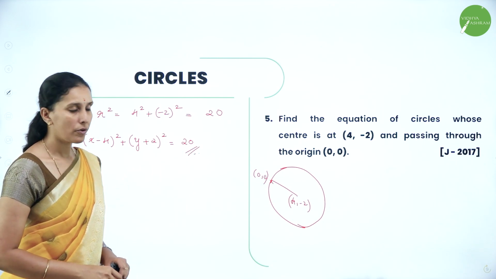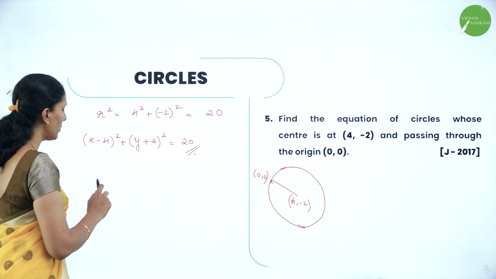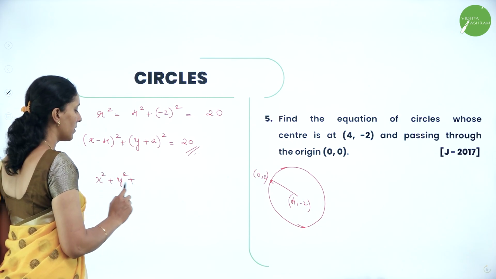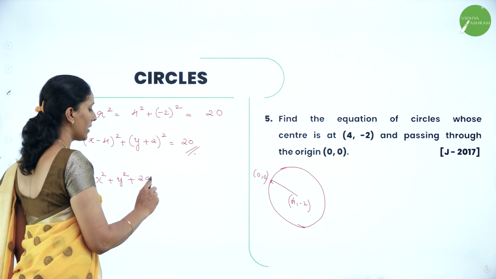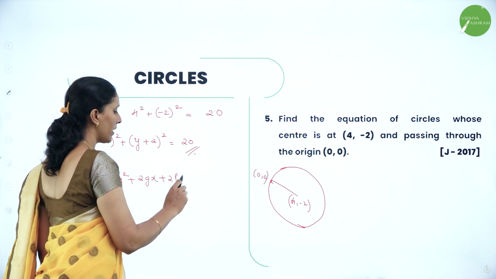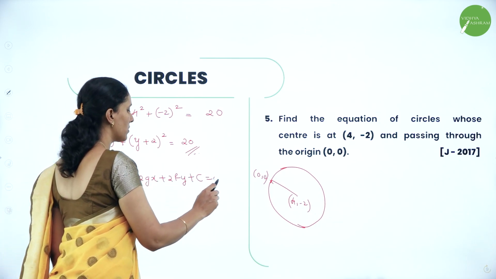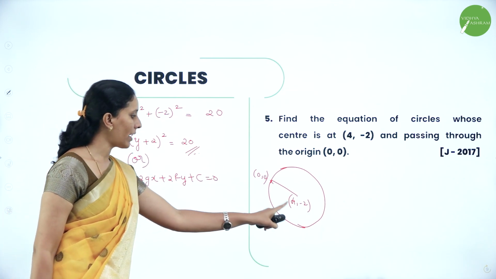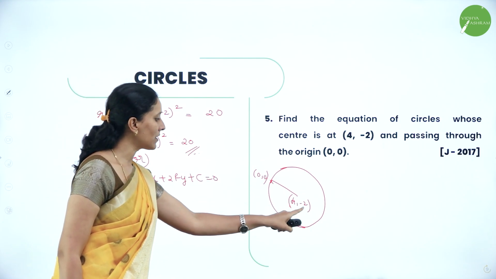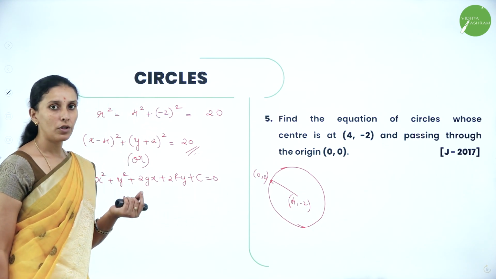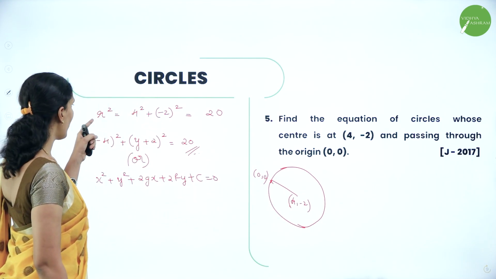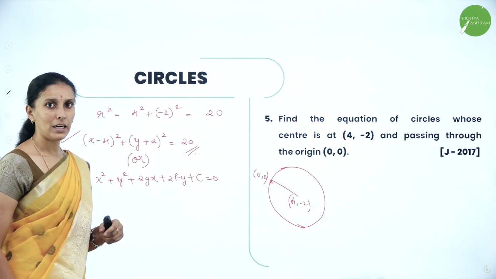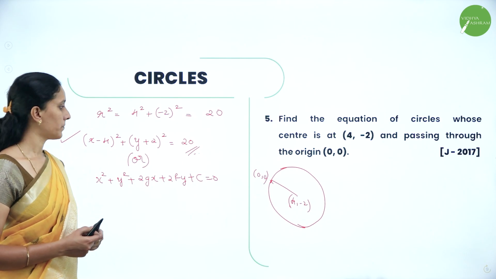So like this also you can solve, or by using x square plus y square plus 2gx plus 2fy plus c is equal to 0. So here you need to take g as -4, f as +2, and c you need to find out using the relation because you have r, g and f. So better you take the first method and expand it.